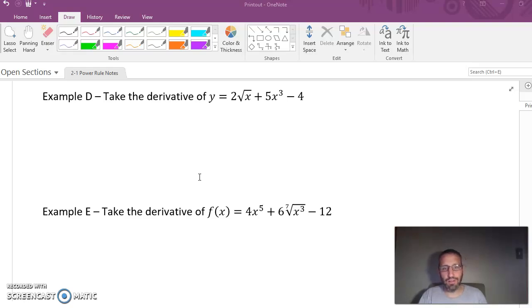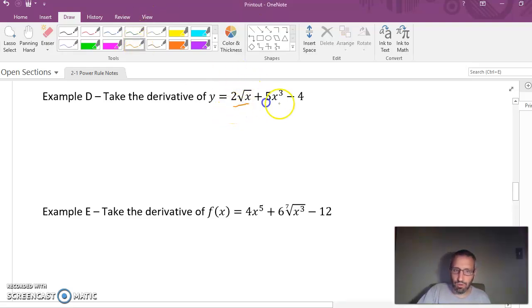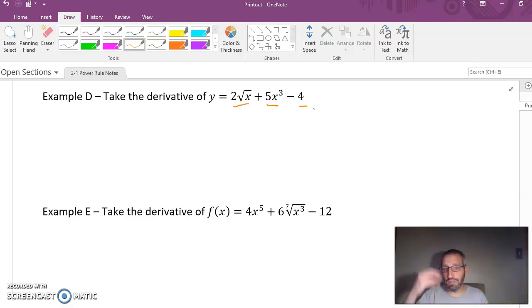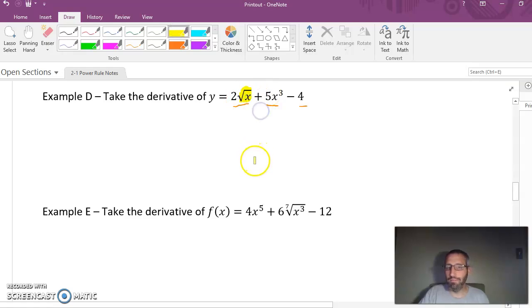Now, I hope that we're starting to get the hang of noticing three different terms to take the derivative of here, right? Okay, I've got three separate terms, so take the derivative of each one individually. Now, I think 5x to the third and minus 4 might be okay for us to take the derivative of. But if I take a look at that square root of x, that might give me a little bit of pause.